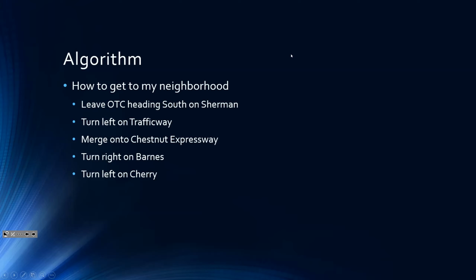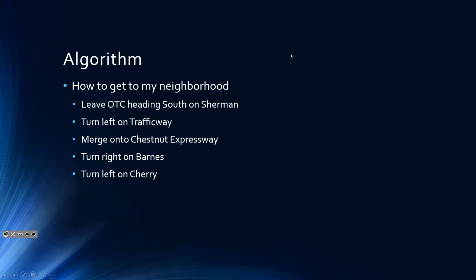Now, some questions about this algorithm I have. Is this the only possible solution to get from here to my house? No, I could go lots of different ways, right? This is just the algorithm I've chosen to get from here to my house. So if somebody else were working on this project with me, they might come up with a completely different solution. It's still valid, all right? So an algorithm is a solution, but it's not the only solution. I could potentially have lots of different ones.